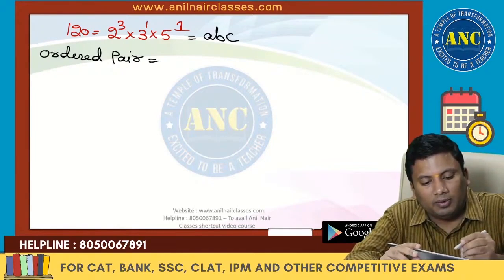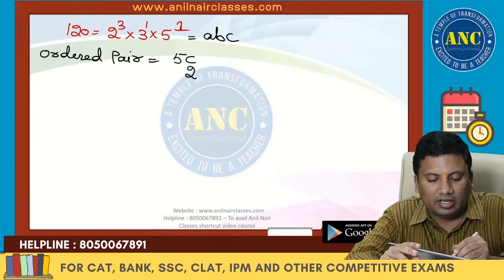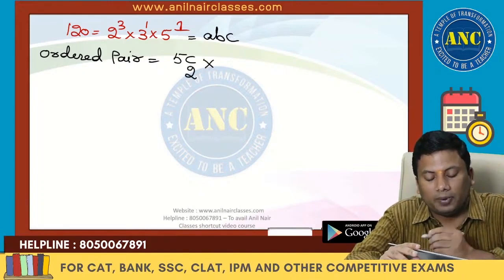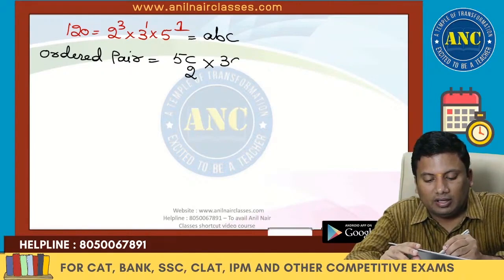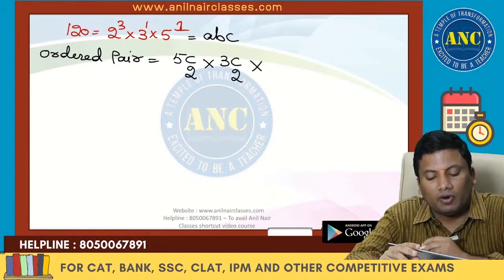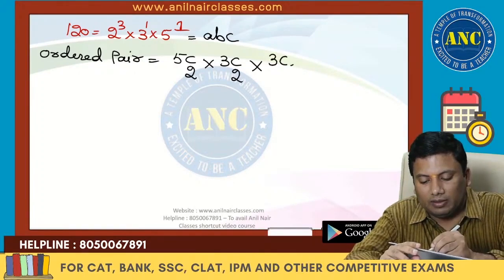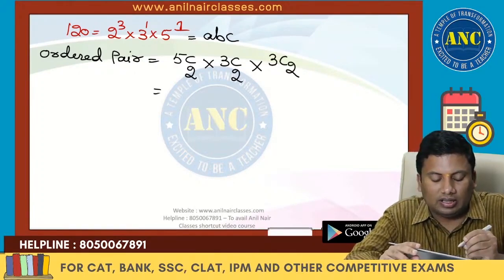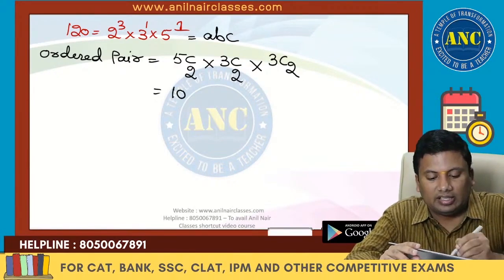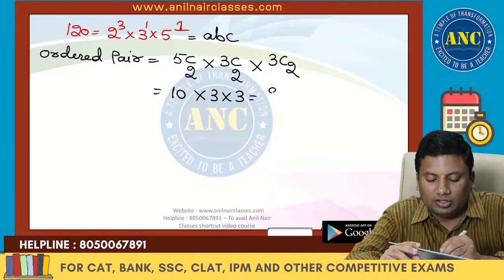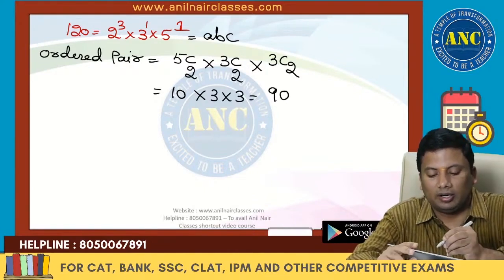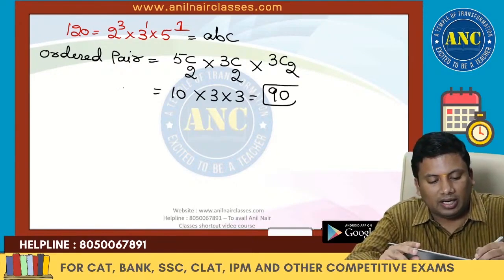Ordered pair, what will be the answer? So 3 plus 3, 6. 6 is nothing but 5c2, which is 10. 1 plus 3, 4. 4 is nothing but 3c2, which is 3. So 10 into 3, the total ordered pair answer is nothing but 90.